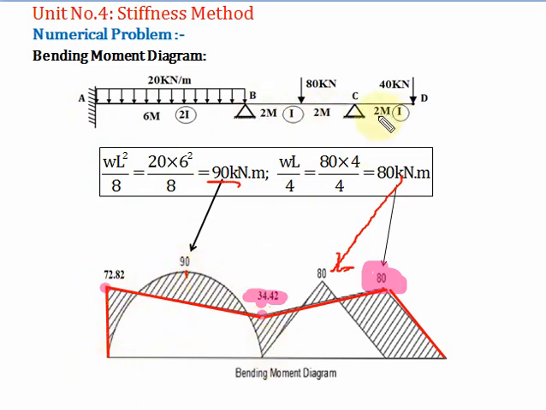Now in member BC there is a point load of 80 kilonewton. So the free bending moment will be WL by 4. Value of W is 80, L is 4, so the value is 80. So this is the free bending moment diagram. We are superimposing the free bending moment diagram on the fixed bending moment diagram. So this is the superimposed bending moment diagram.